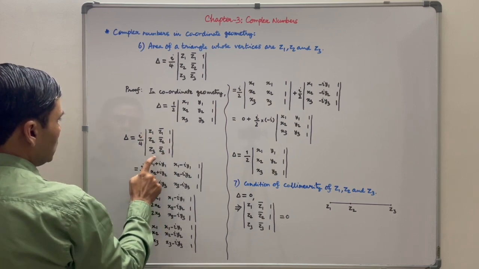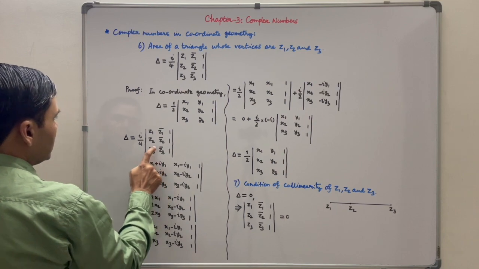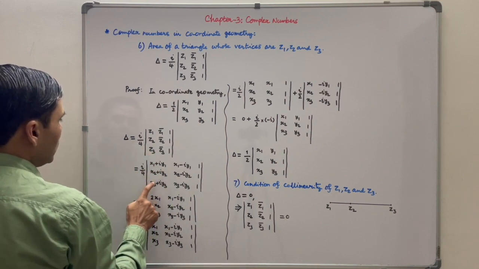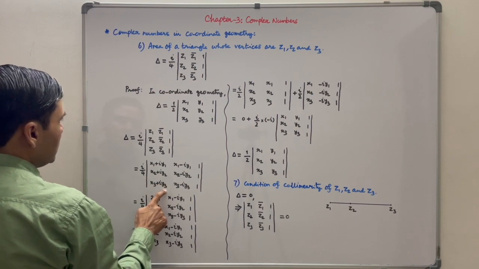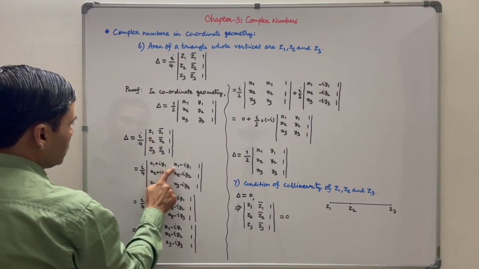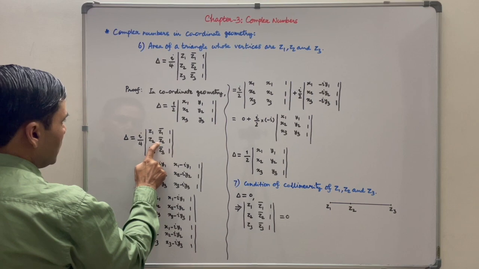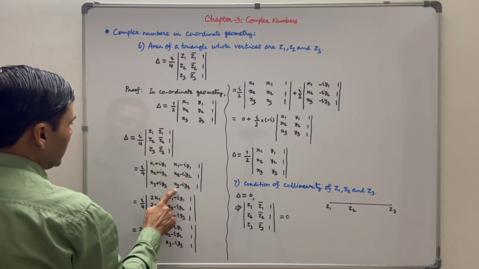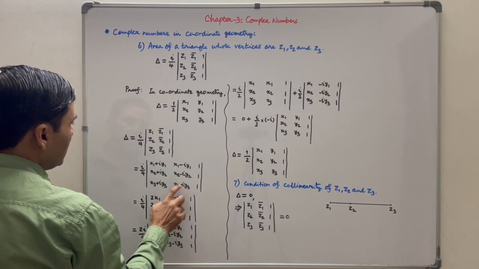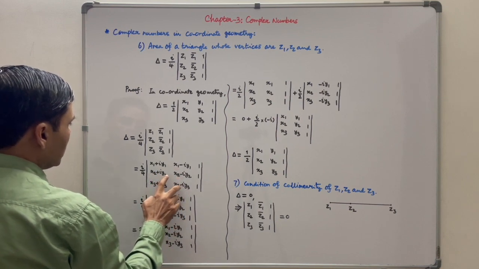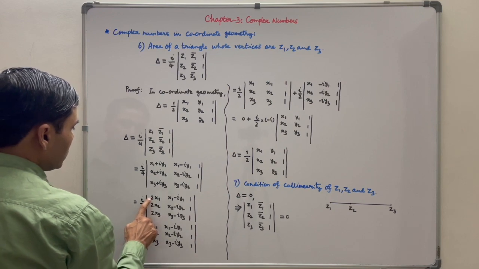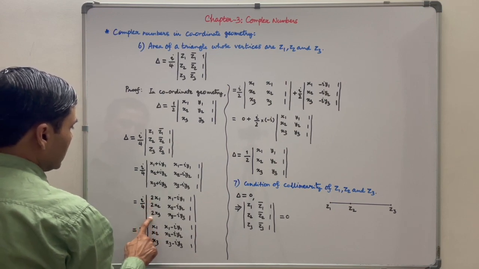Suppose z1 is equal to x1 plus iy1, z2 is equal to x2 plus iy2 and z3 is equal to x3 plus iy3. So z1 bar is equal to x1 minus iy1, z2 bar is equal to x2 minus iy2 and z3 bar is equal to x3 minus iy3. We will add these two columns. So we can say i/4 inside determinant 2x1, 2x2, 2x3.